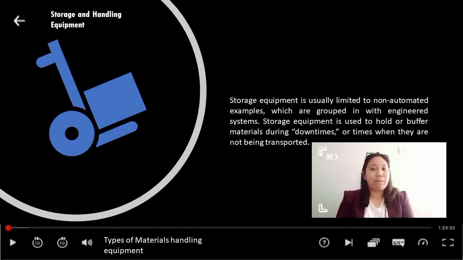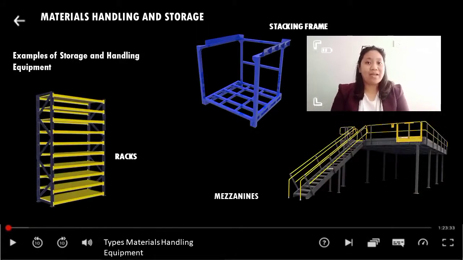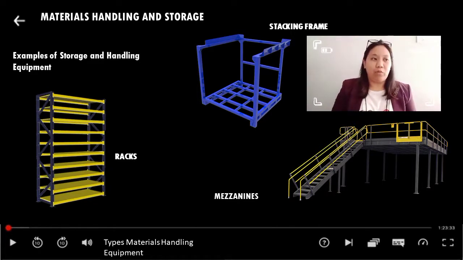So here are some examples of storage handling equipment. We have the racks, the stacking frame, and the mezzanine. So guys, kung nagkaroon kayo ng field trip nung kinder kayo or high school, elementary, alam naman natin na hindi mawawala sa destination yung food manufacturing katulad ng Gardenia, Yakult. And doon tayo makakita ng isa sa mga example ng storage handling equipment.